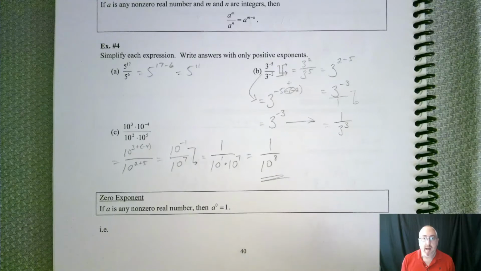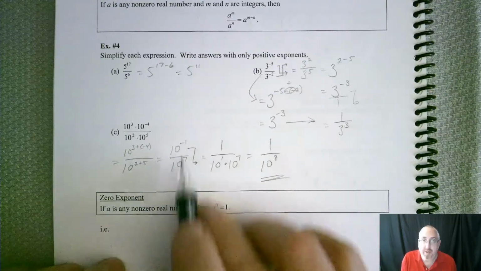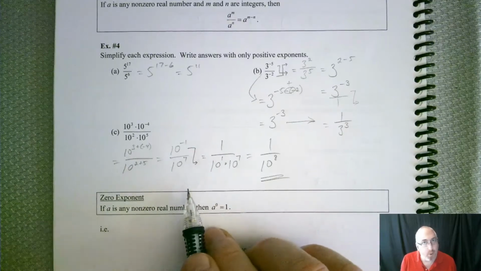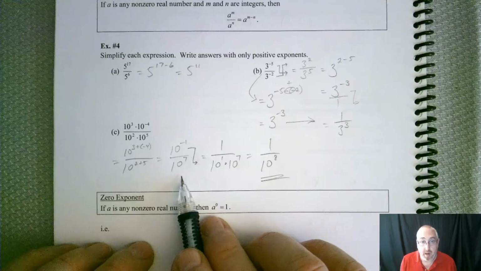So not terrible, but just be careful. Some people get really gung-ho and they want to move everything, even the positive ones. Don't move the positive exponent ones. Those always stay where they are.